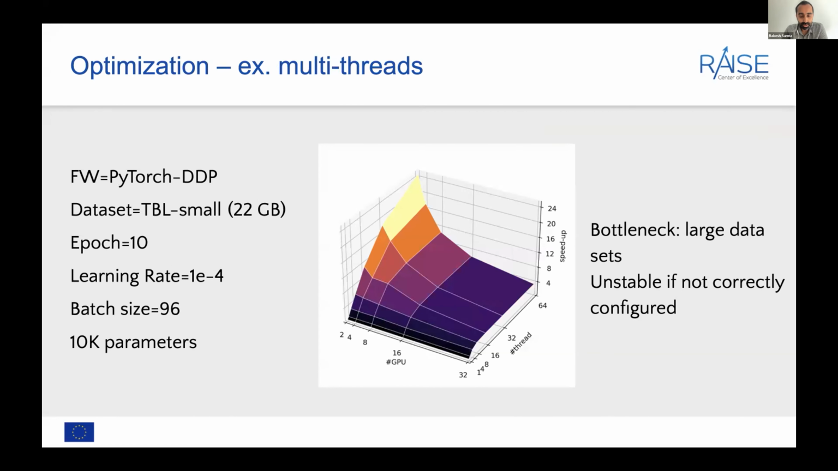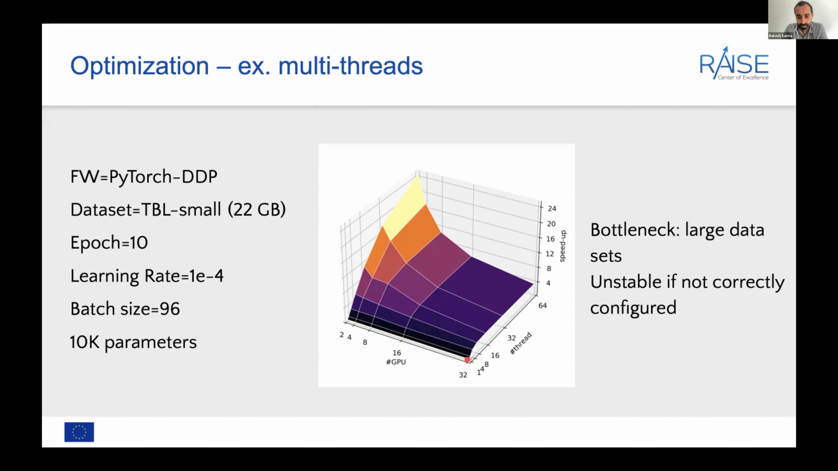So how this looks like, this is something which Marcel talked about at the point where he said the number of workers is set to 8. In this particular slide, we used PyTorch DDP. Then we had a smaller version of the turbulent boundary layer dataset, which is 22 gigabytes. We set a few operating training parameters, and then we looked at the speed up by varying the number of GPUs and the number of threads.